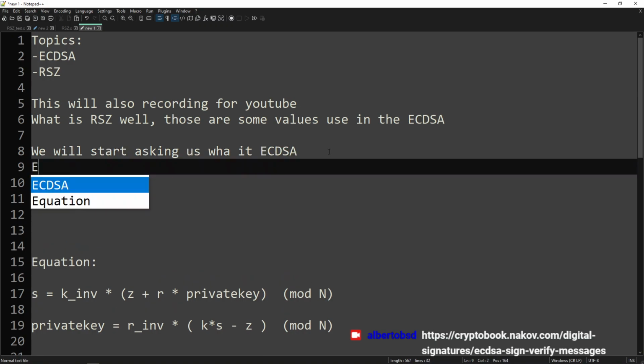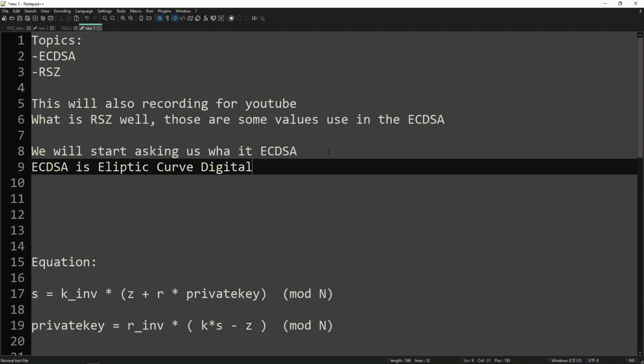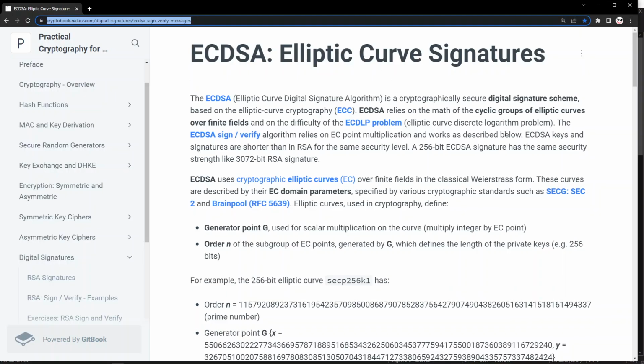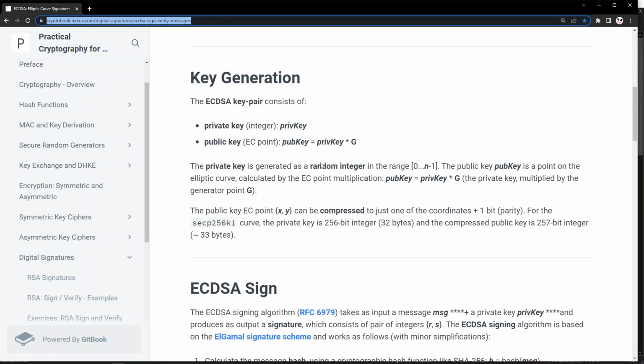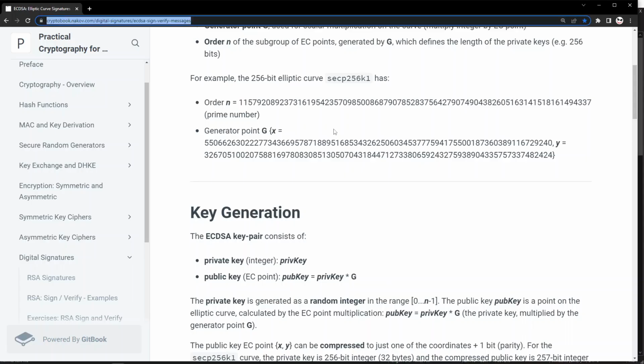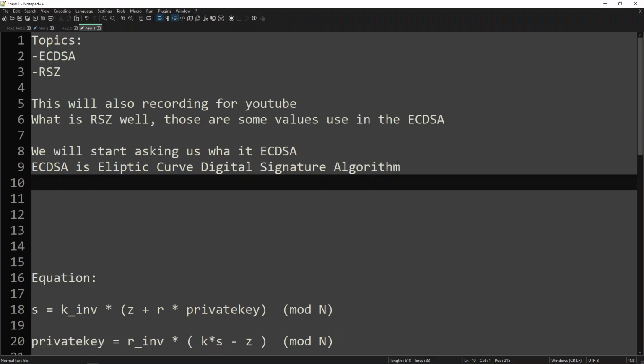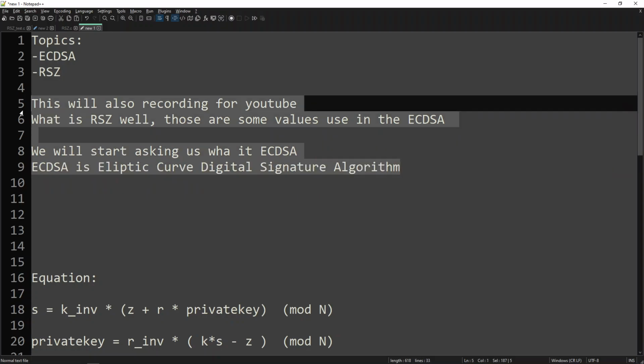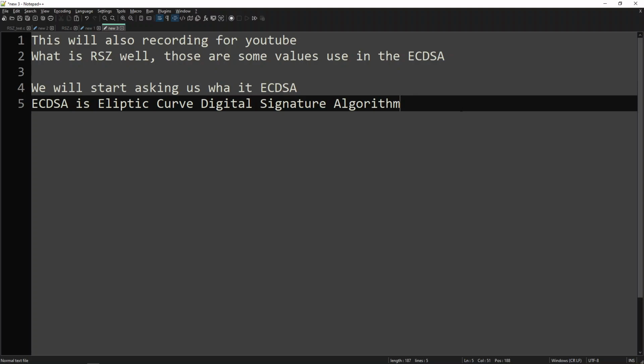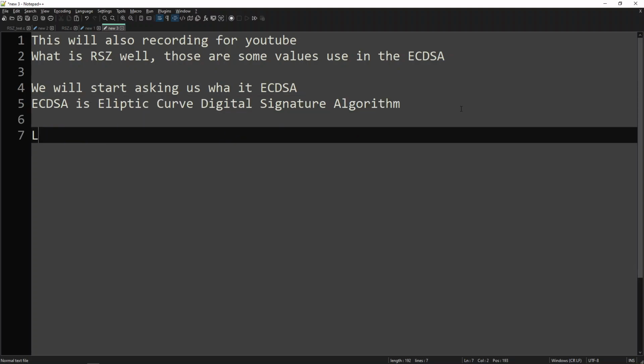So this ECDSA is Elliptic Curve Digital Signature Algorithm. I don't know if I wrote it correctly. Anyway, it's algorithm. Anyway, let's continue. So let me copy this to another page.